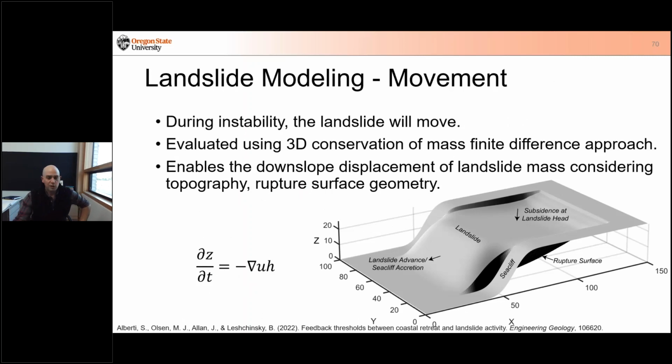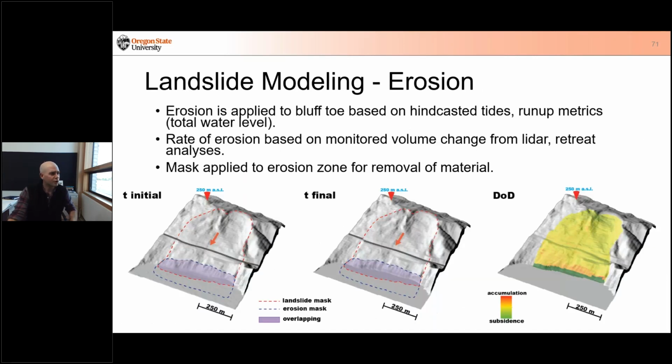The finite difference solver looks something like this. We might have some geometry, a landslide mass, and we can make it move. And it tends to follow rather intuitive changes in landslide geometry. And it allows us to look at, as it advances, subsidence at the head and accretion at the toe. I'll hurry up a little bit here, but what we do is we use those erosion rates, we can apply it as a mask here, and we can start to see what is the sensitivity of these coastal landslides to erosion.